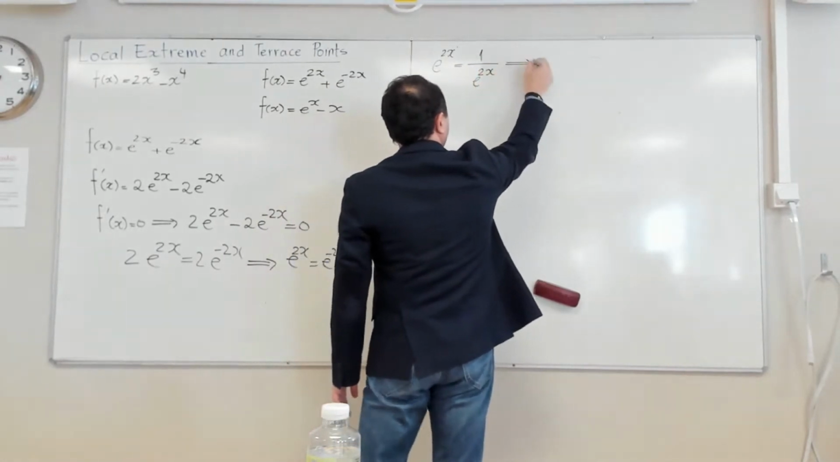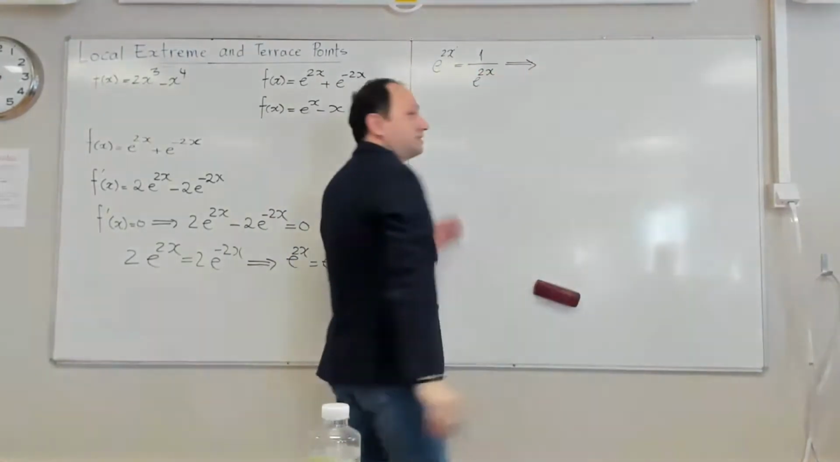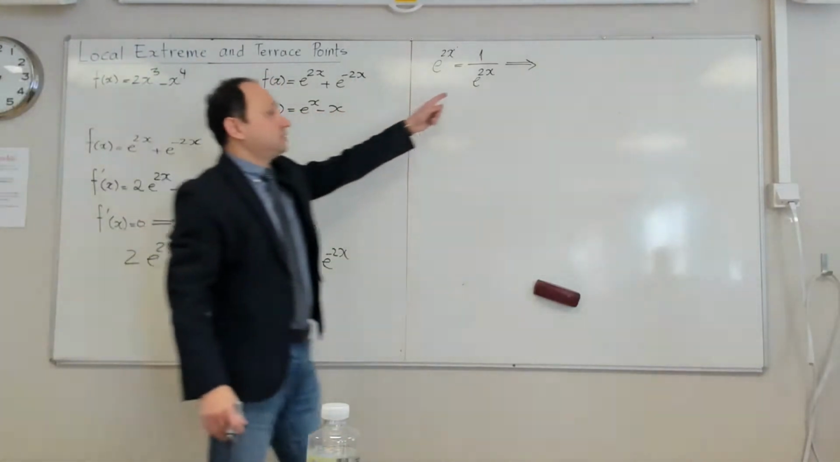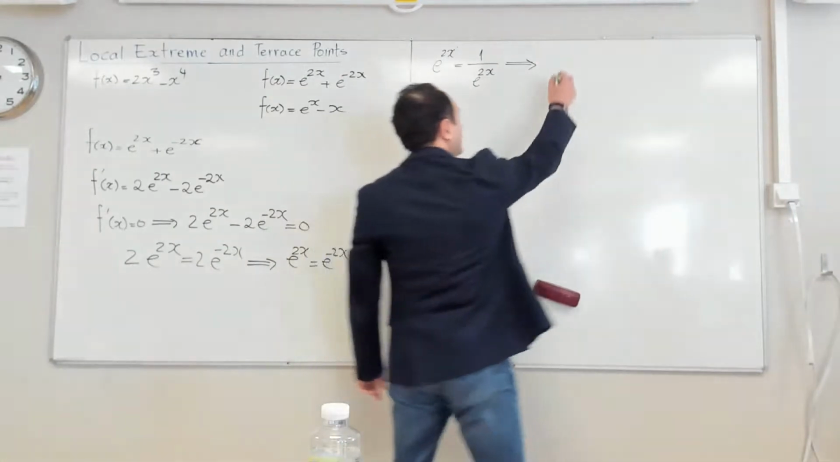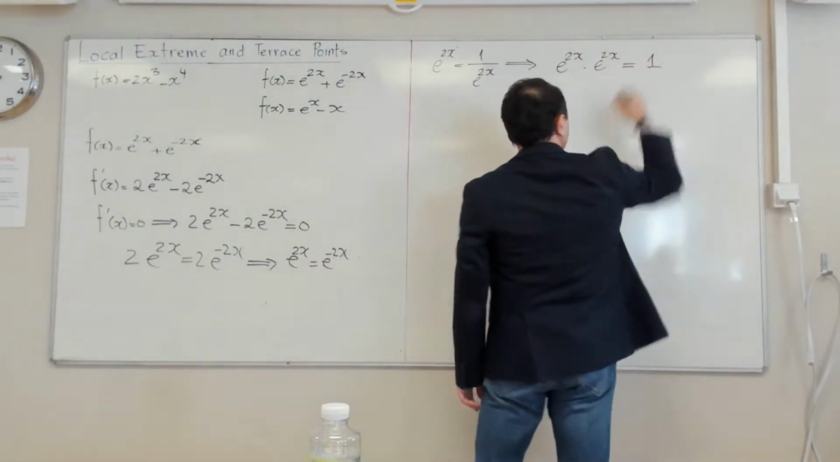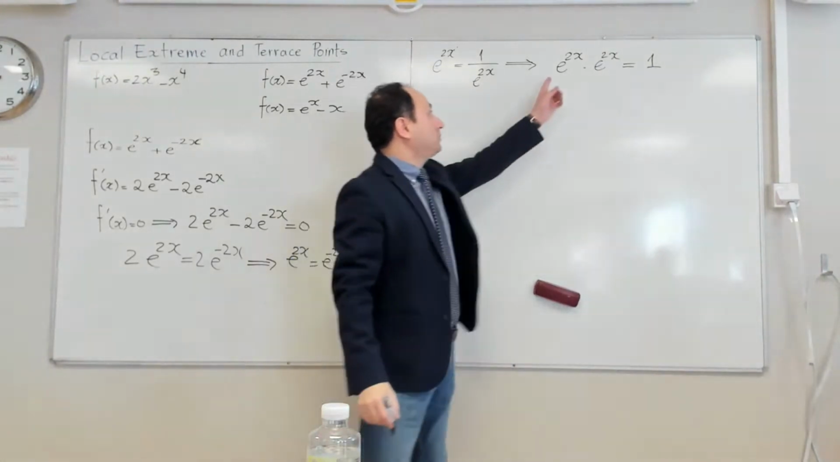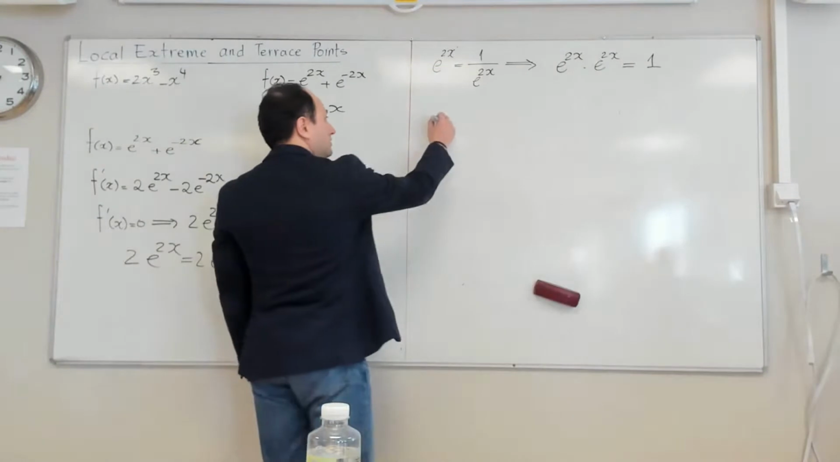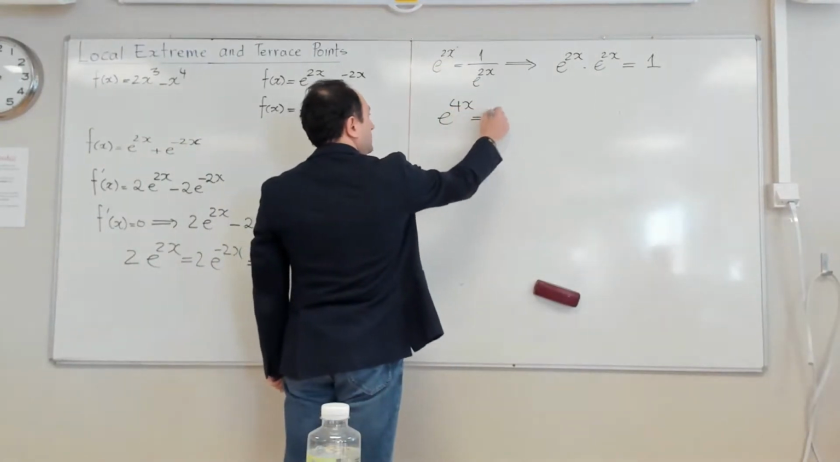And then probably you remember this famous sentence of mine that I hate fractions. So what I do, I multiply by this to get rid of this fraction. I multiply everything by e to power 2x. What is left on the right-hand side is 1. But can you tell me what can I write instead of this? e to power 4x. e to power 4x is equal to 1.